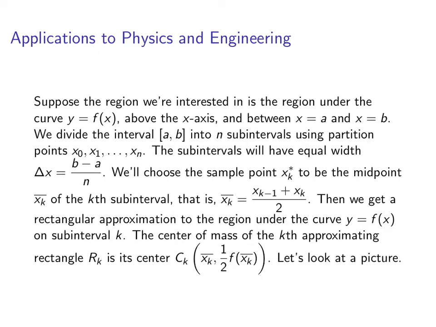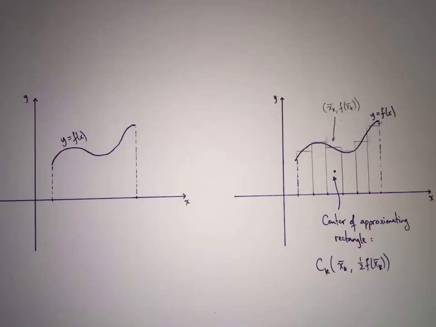What we want to do is look at a picture. Okay, so here you see we've got the region under the curve, and over here we're creating approximating rectangles. On this particular rectangle that I've drawn, we have the center of the approximating rectangle. The x coordinate of the center we can pretty easily see is xk bar, and then the y coordinate of the center is half of f of xk bar. So you want to go halfway up that rectangle to get the y coordinate of the center. All right, so this coordinate of the center is really very important. We're going to refer back to that.